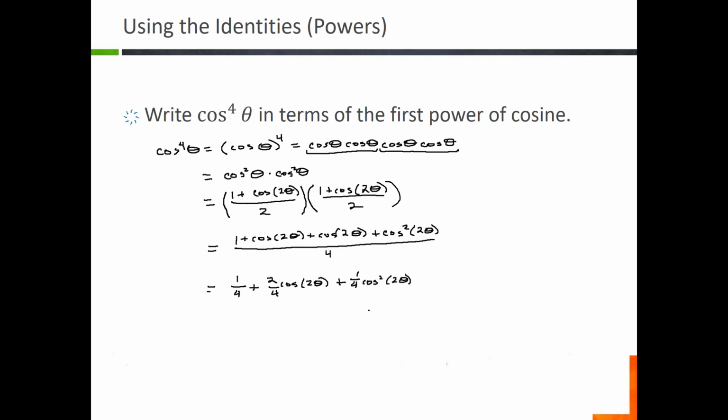Okay, we're almost there. That last cosine squared is the only problem that we have left over. So the 1/4 we can leave alone because it doesn't have a cosine to a power. The 2/4 cosine, you could think of that as just 1/2 cosine of 2 theta. Plus you have another 1/4, and we have another cosine squared. So how do we get rid of cosine squared?